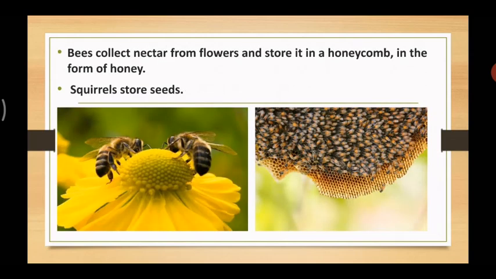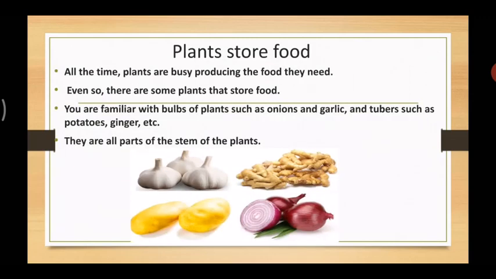The next is honeybees. They collect nectar from flowers and store it in a honeycomb, as you can see in the picture, in the form of honey. Do you know that honeybees live in large groups? Honeybees always live in a large group, and they are called colonies. Now, squirrels also store food, they collect and store nuts so that they will have food that lasts through winters. Let's move forward.